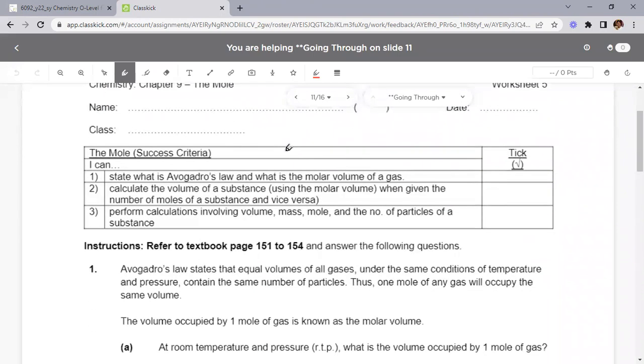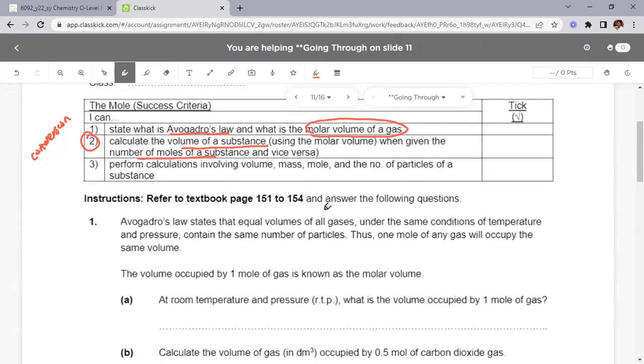What we're going to do is state what Avogadro's law is for this worksheet. We're going to learn what this idea of a molar volume of a gas is. Then we're going to learn how to calculate the volume of a substance when given a number of moles. So this is the interconversion I'm going to talk about. This is another one of the conversions you need to know. Then finally you learn how to interconvert between all the various things again. Okay, so let's start by looking at the question.